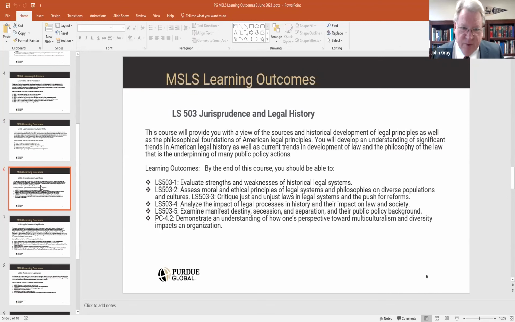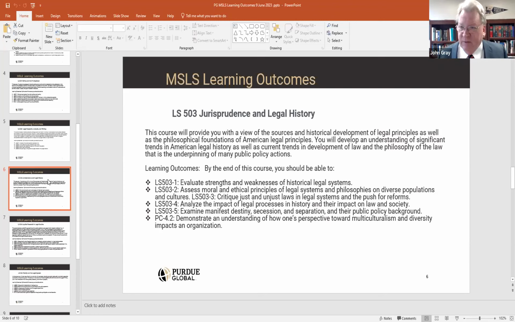Then in LS 503, we look at jurisprudence and legal history. As the course title sounds, it is a history course in some ways. We look at sources of historical development of legal principles as we have them now. We look at philosophical foundations of American legal principles. You'll develop an understanding of significant trends in American legal history, as well as current trends and development of law and the philosophy of law.